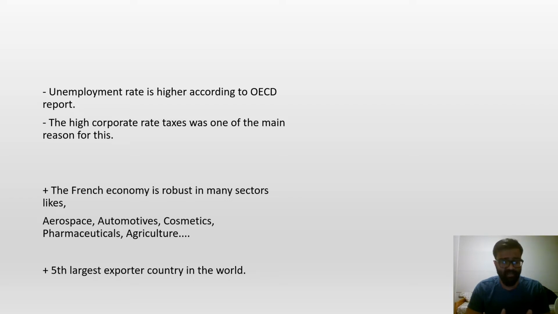The next point is the French economy is robust in many sectors like automotive, aerospace, cosmetics, pharmaceutical, agricultural, defense. The country is strong in all of these sectors. And as I talked about earlier, this is the fifth strongest exporter country in the world.